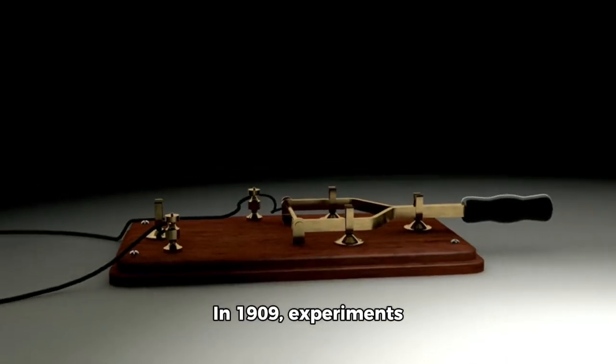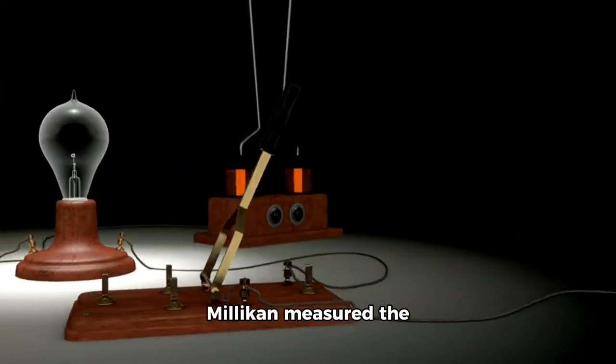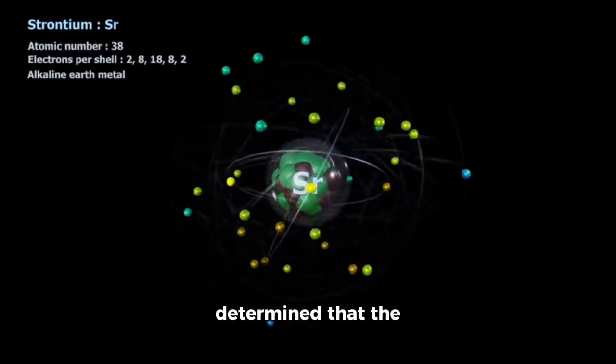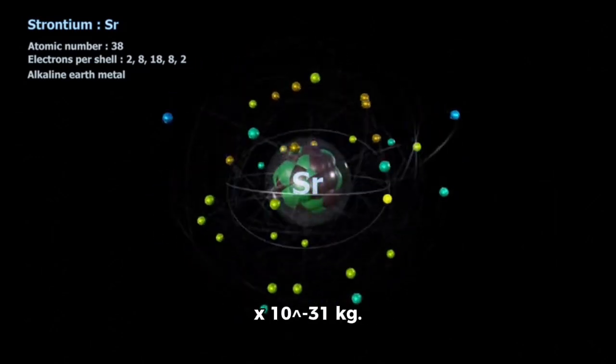In 1909, experiments conducted by the American physicist Robert A. Millikan measured the charge of the electron. Later experiments determined that the mass of the electron was 9.109 × 10⁻³¹ kilograms.